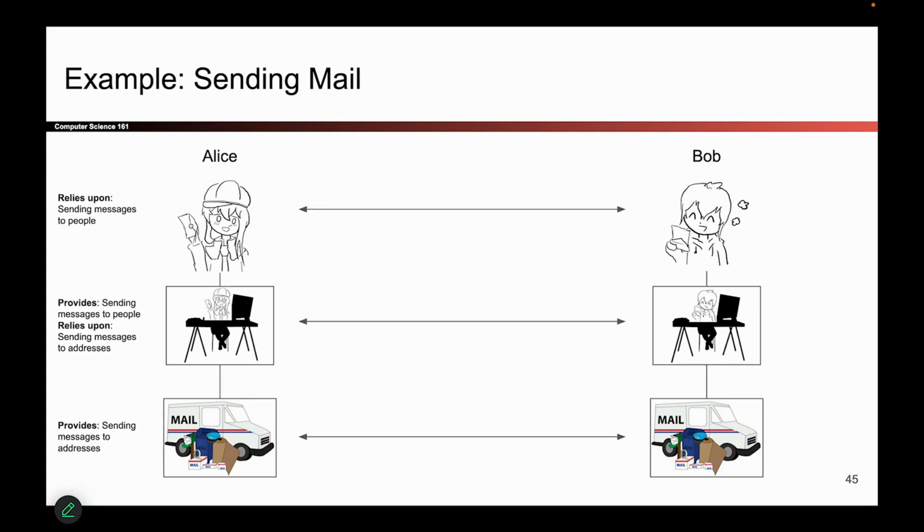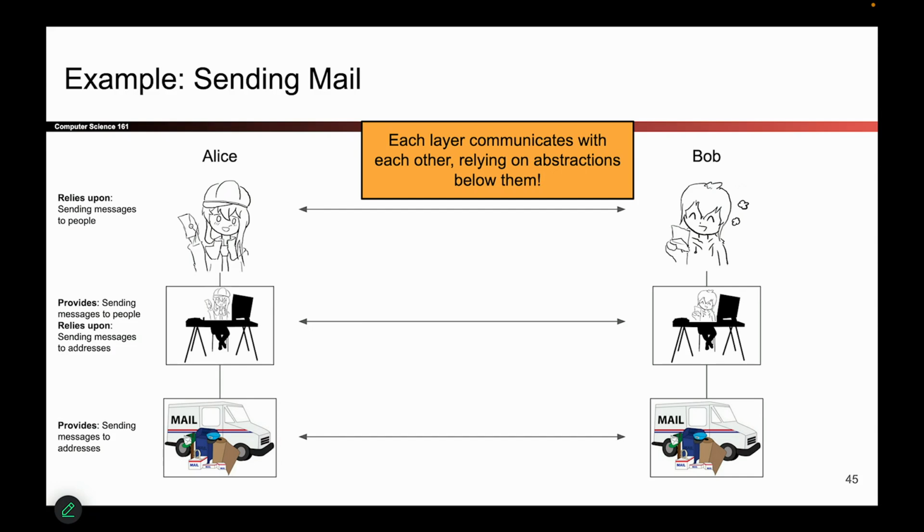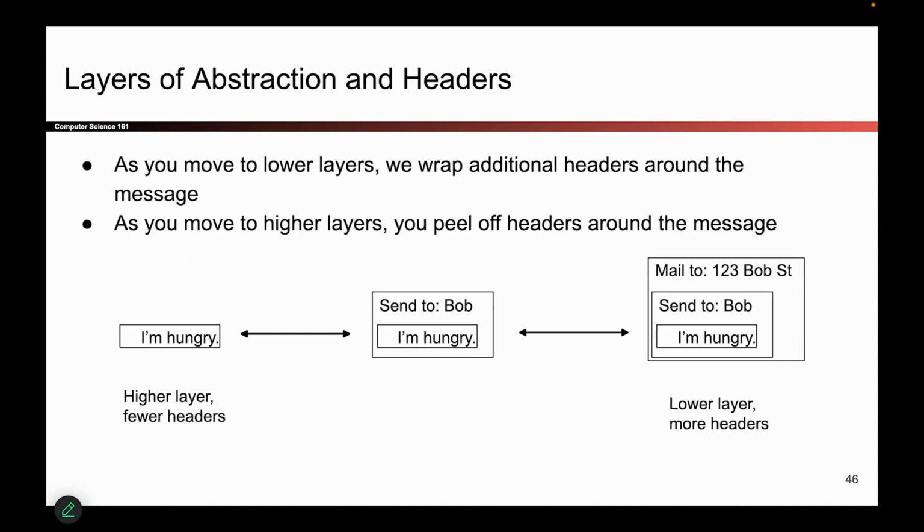So why did I tell you this convoluted story about sending mail? Well, that's because this is how the internet sends packets as well. So now that we know that there are multiple layers of abstraction, the way that those layers of abstraction interact is very similar to the way that Alice and Bob here have interacted. So everyone communicated with the layer below them and the layer above them. So that's something we'll see when we see messages being sent in computer form.